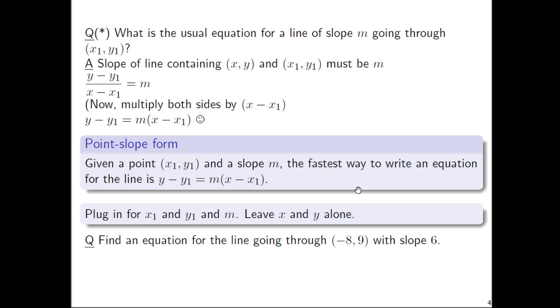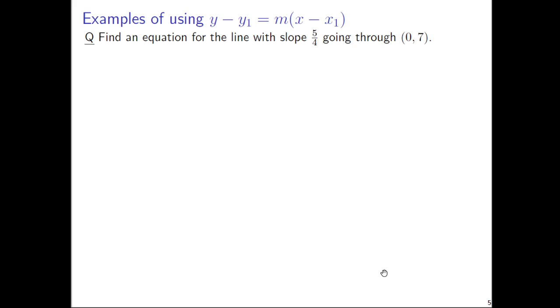Okay, quick example. We went through the exploration that led to this point slope form that's summarized in the first box. Now we can use what's in that box to find an equation for the line going through the point -8, 9 with slope 6. It looks like this, real quick. Just plug in for x1, y1, and m, and then leave x and y alone. And you have y minus 9 is equal to 6 times the quantity x minus -8. In other words, x plus 8.